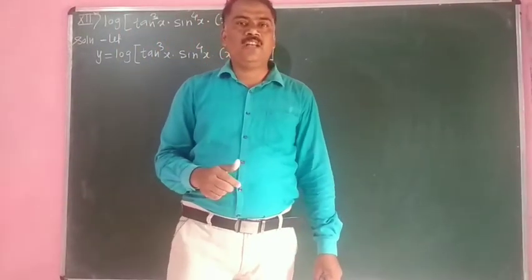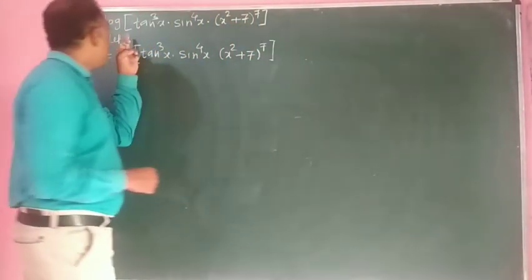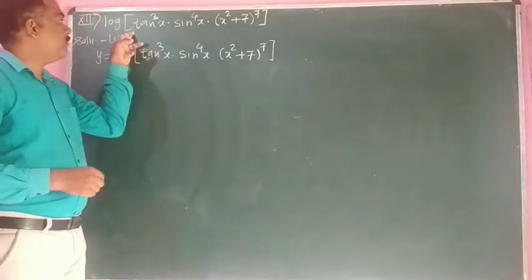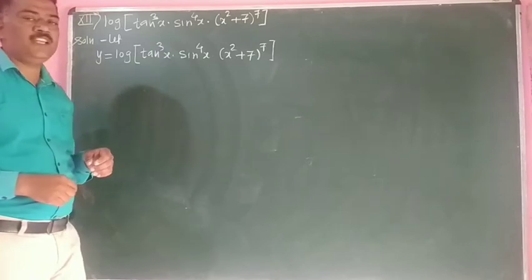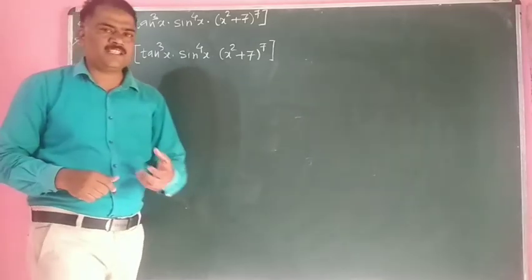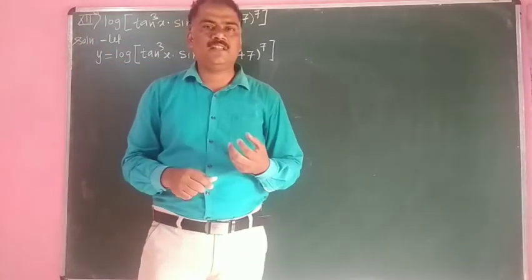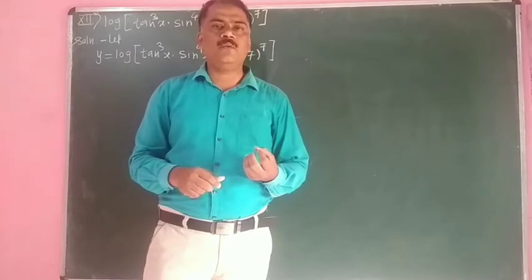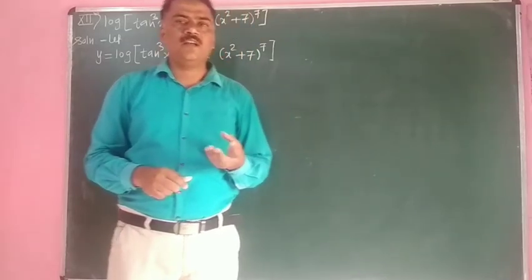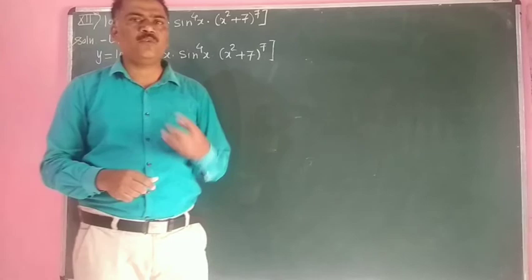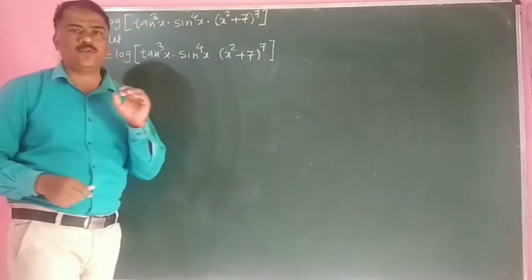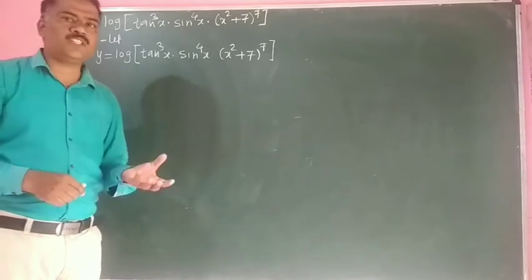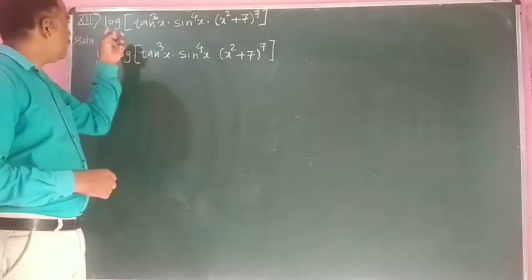Example number 12. What is example number 12? Log of tan cube x into sine x raised to 4 into x square plus 7 raised to 7. In mathematics, when we have to solve examples, the problems always give 50% of the answer. We only have to find that way. If you ask the question, it gives some answer. Here the log is given.